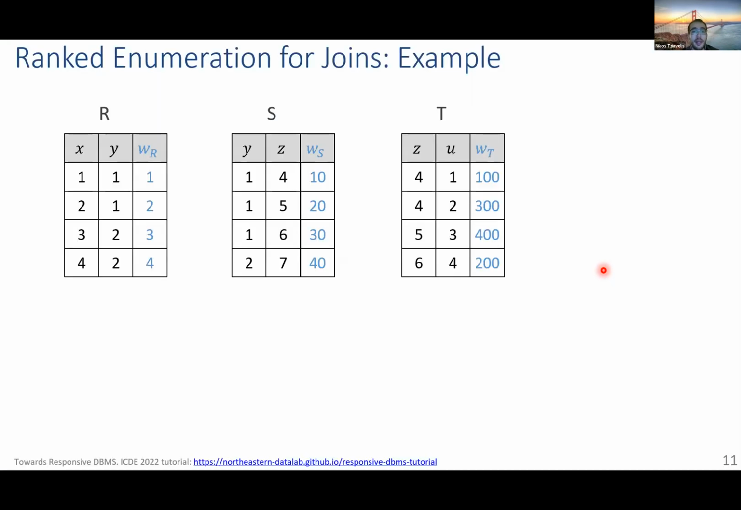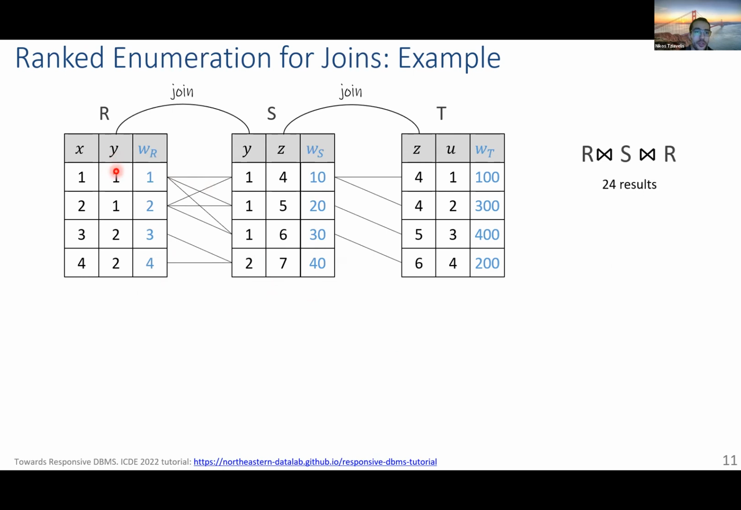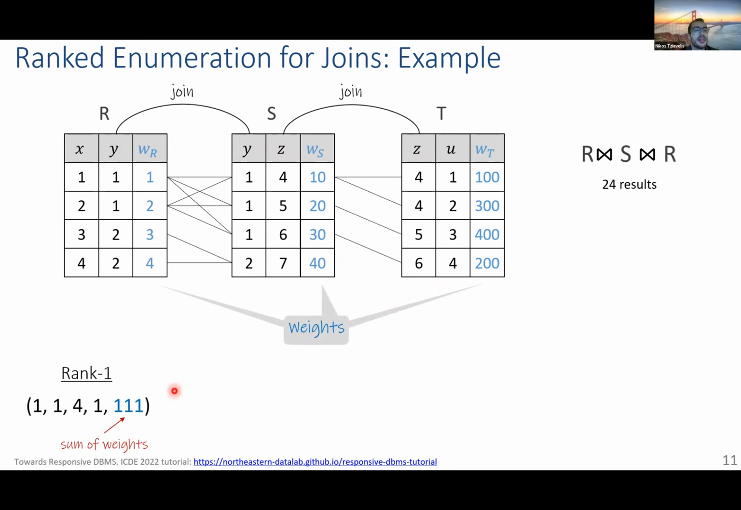So now let's try to apply the same thing for joins. Here's an example where we have 3 relations, and every relation has a weight column, and these relations join. Here R's y joins with S's y, S's z joins with T's z, and in total we have 24 results. So now, according to the weights, we want to do this enumeration where we find the rank 1 result as fast as possible, according to the sum of weights, and then we continue with the second best one, third best one, and so on.